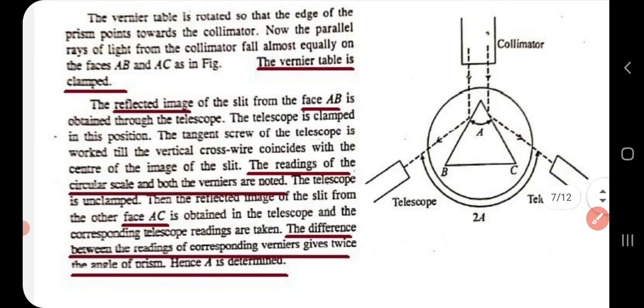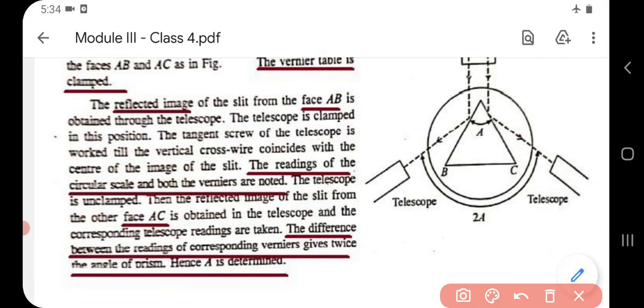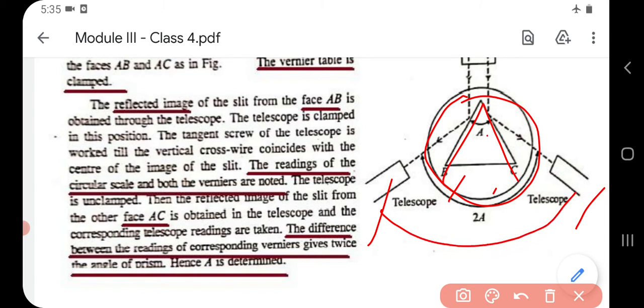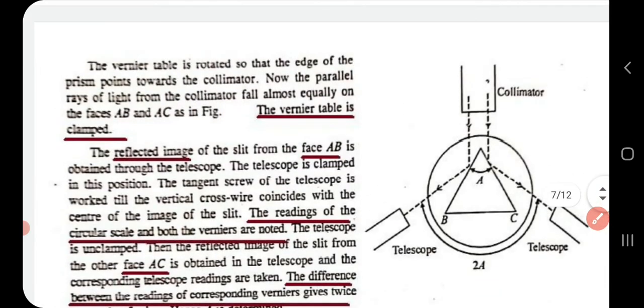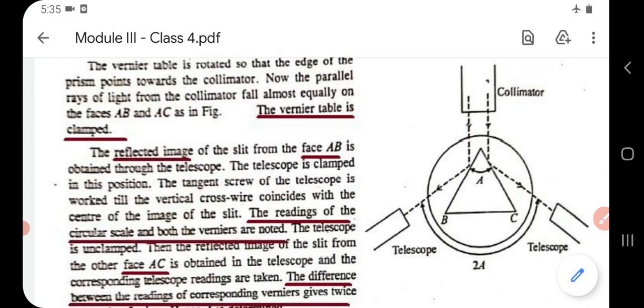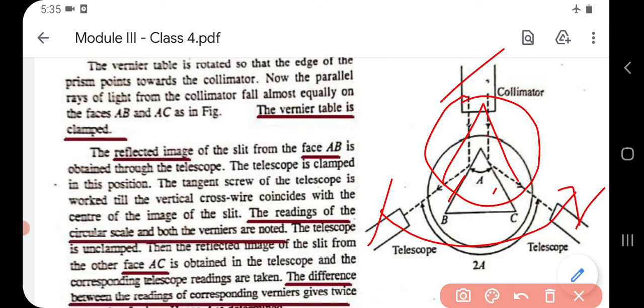So see, this is a schematic diagram. This is a prism table. You have placed the prism there. It is marked as A, B, C. Here you have the telescope, and this is not another telescope. This is actually the position after the telescope is rotated. Then the above one, this one is the collimator. Okay, this is the collimator.